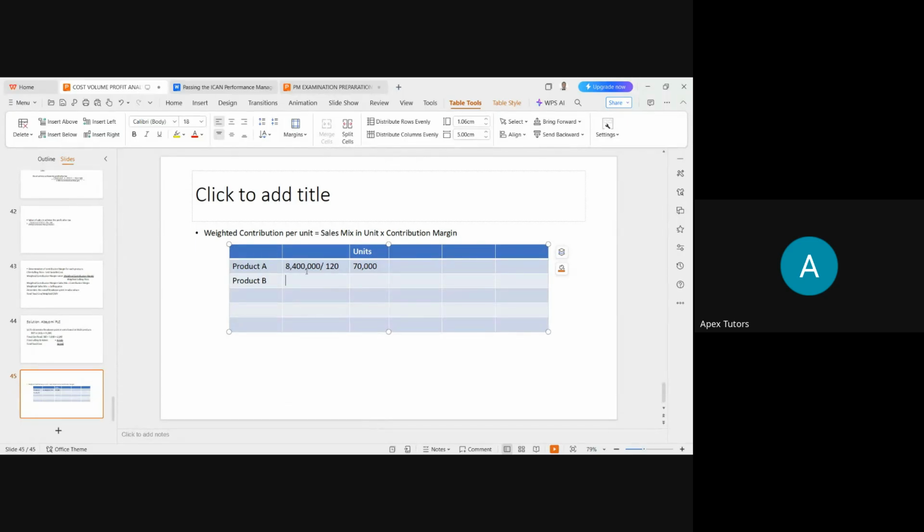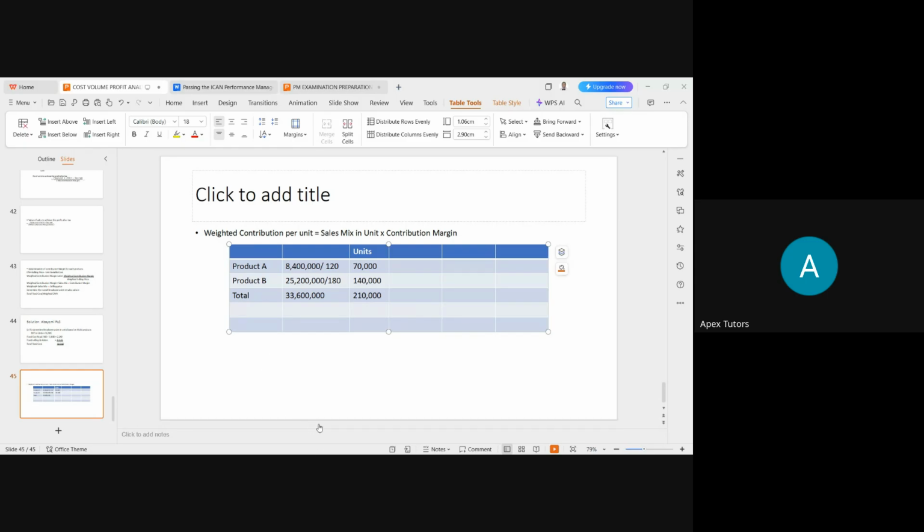For B, it is 25,200 divided by 180. So the unit will be what? It will be 140,000. So to get the weight now, the total is what? The total sales value is what? Is 33,600. Now, in units, the total is what? 210.